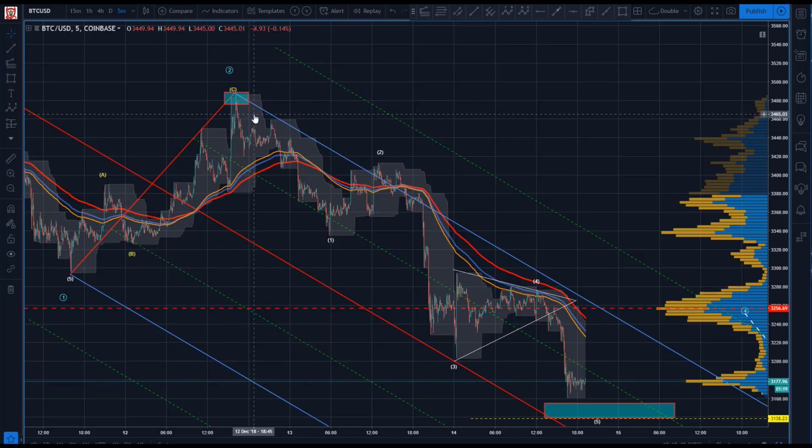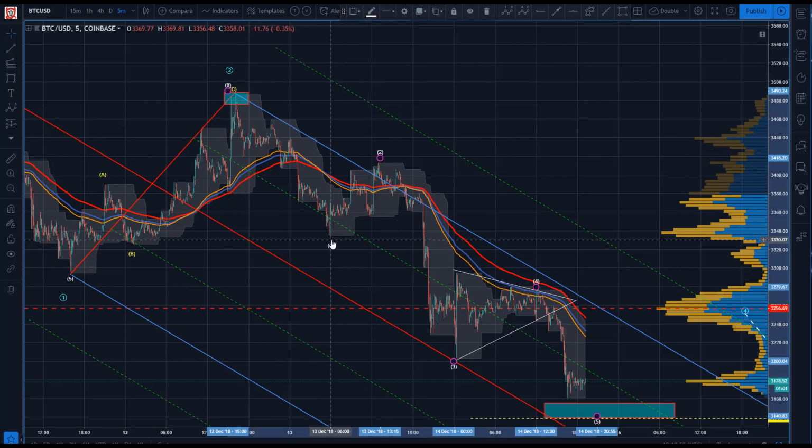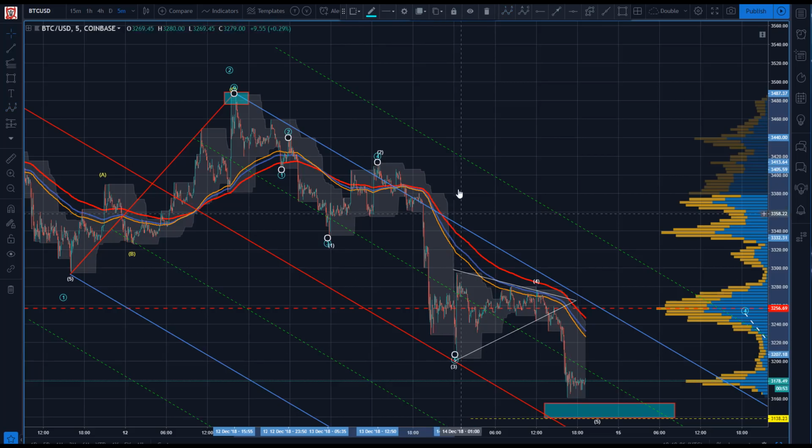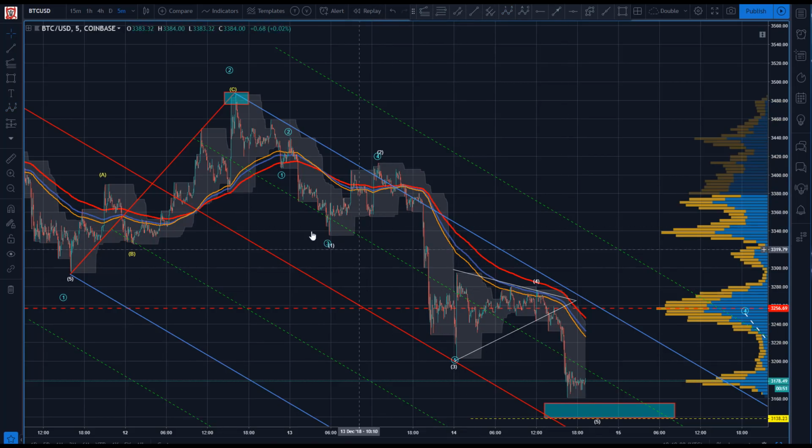So 1, 2, 1, 2, 3, 4, 5. 1, 2, 3. Boy, there's not a good way to do it. So 1, 2, 3, 4. Unless, so we could do it. Actually, we could do it this way. If this is the 1, if we go 1, 2, 3, 4, 5. Now let's just think about that. So maybe I have this wrong.